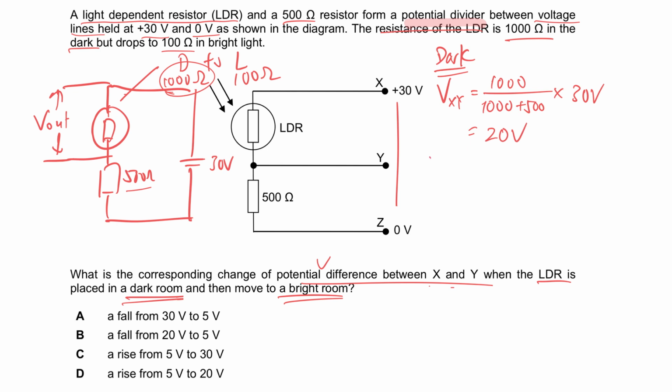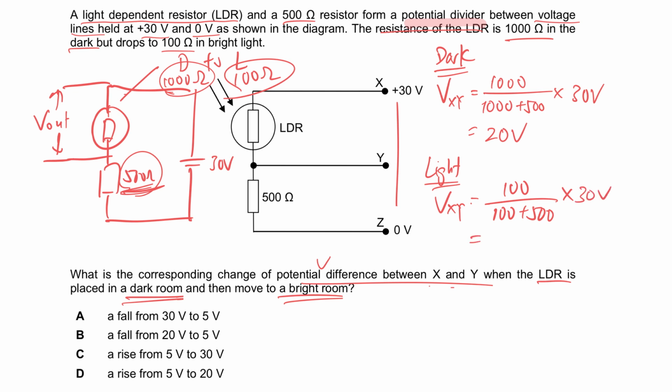So let's find when it is bright. It's in the light, so your VXY now, what fraction will it be? This will be 100 now, and this will still be 500 because it's a fixed resistor. So there will be 100 over 100 plus 500, times 30 volt, and you can find the answer. This will be 5 volt.